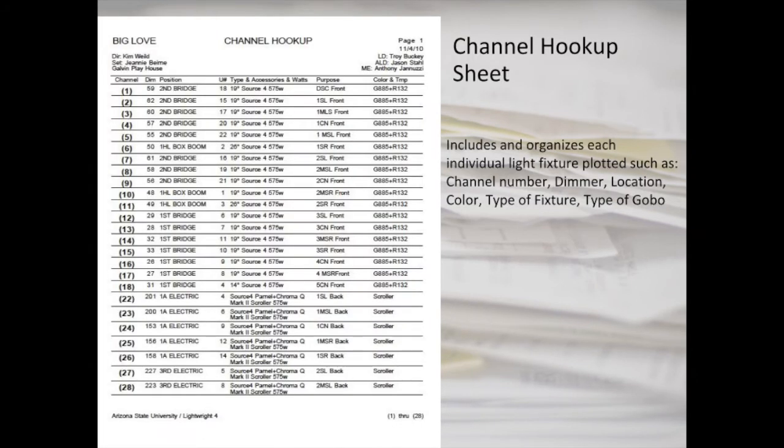You have your channel hookup sheet, which is also for lighting. It includes and organizes each individual light fixture, plotted such as the channel number, the dimmer, location, color, type of fixture, and type of gobo. Eventually there's a lot of lighting instruments, so this helps you keep track of what everything is. It could be a lot.